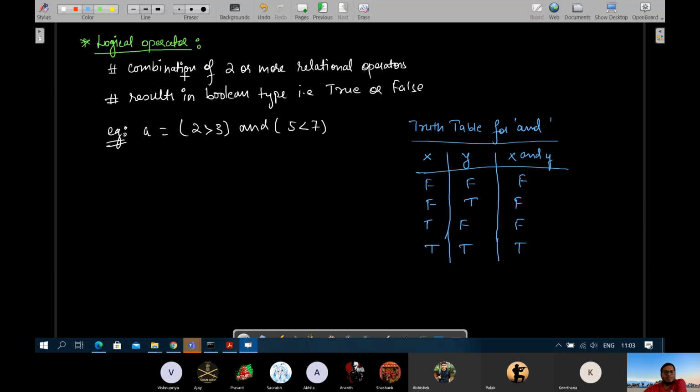है ना? तो इसका आंसर क्या होगा? What will be the answer of this thing? Print A if you write. Now check here. What will this result in? This is x and this is y. What will this result in? 2 is greater than 3. True है या false है? False. 5 is less than 7. True. So false and true क्या होता है आंसर? False. So this will give you false.